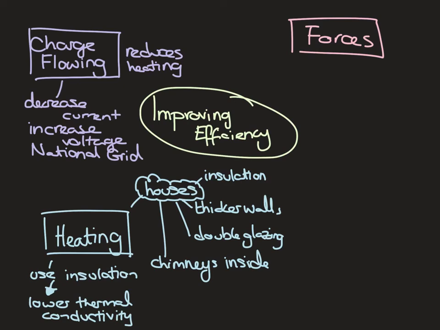Some examples apply to homes and houses. If you've got a house, we want the energy transferred to the useful thermal store of the house. We don't want it going outside to the surroundings. We need to make sure our home is insulated. We can have cavity wall insulation. We can have insulation in the roof. If our building has thicker walls, that's going to lower the thermal conductivity, and that will reduce wasted energy to the surroundings. If we put double glazing in, that will do the same.